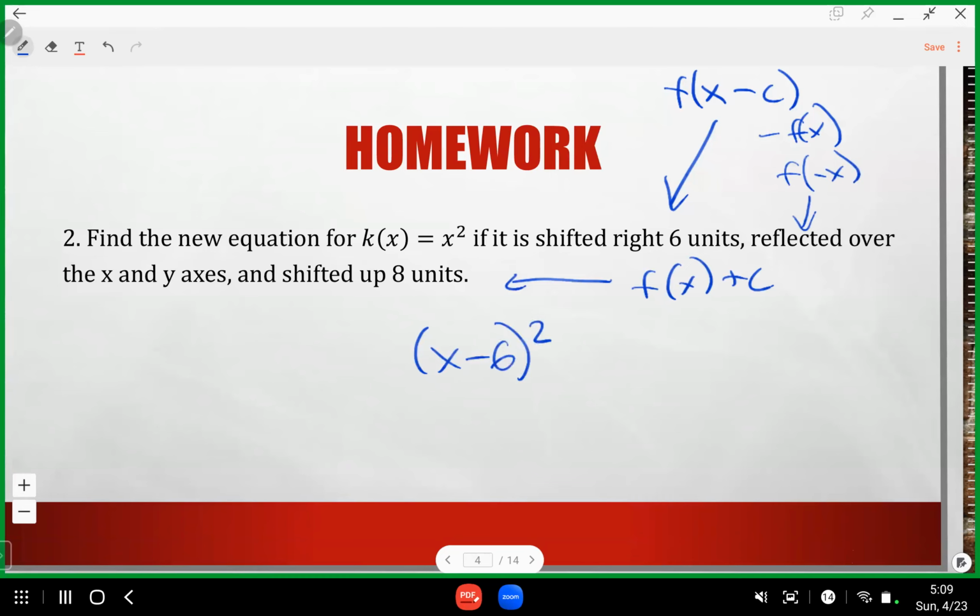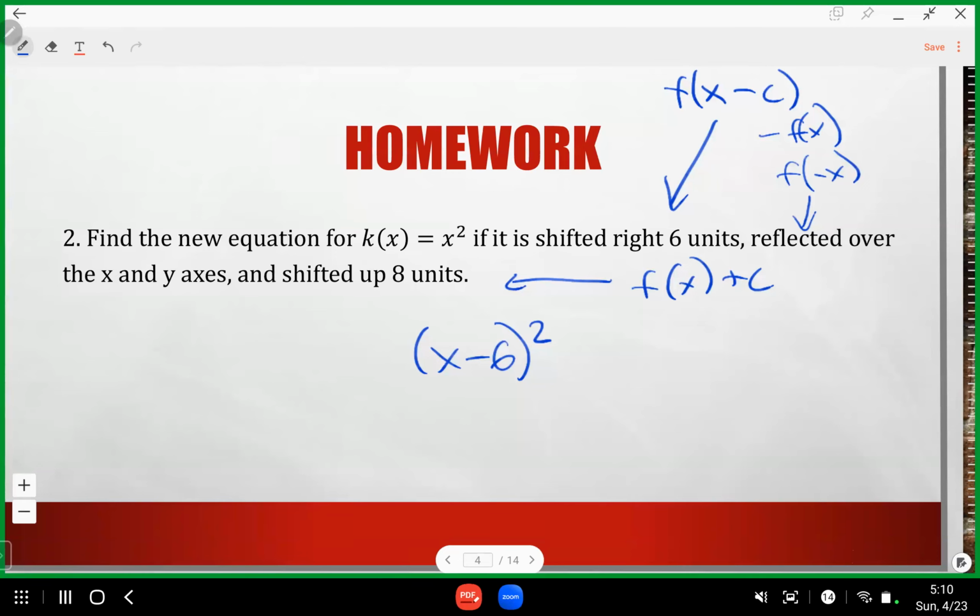So remember, when you're shifting horizontally, it's kind of counterintuitive, because to shift right, you have to subtract something. But when you're adding something, you actually shift left. So that's the opposite way as a number line. So it's a little bit counterintuitive. So you have to remember to solve for the domain first. So when it's shifted right by 6, you're going to have to subtract 6 from the x here.